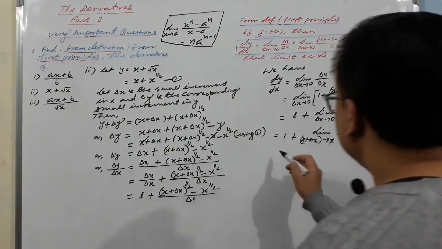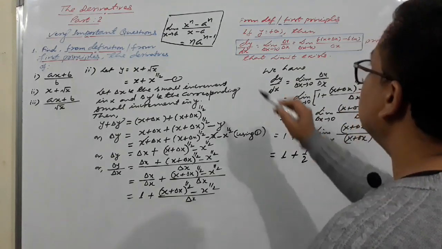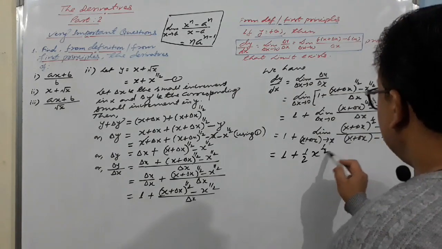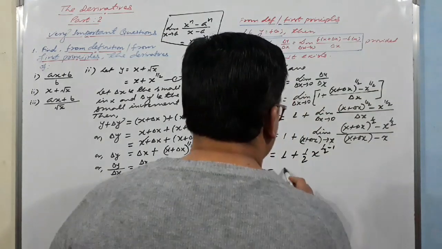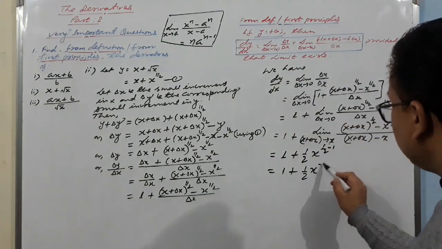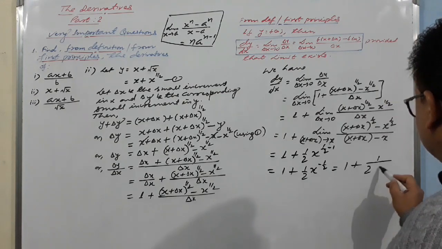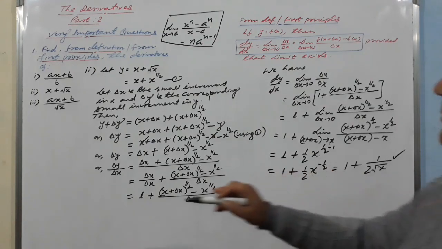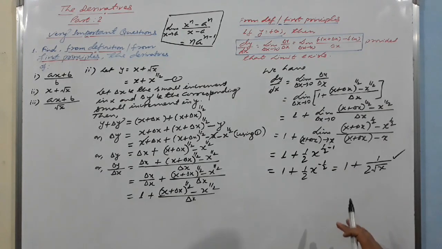Now we can use the formula: 1 by 2 times x raised to 1 by 2 minus 1, so second term is taken. 1 plus 1 by 2 x raised to power minus 1 by 2. You may write down 1 plus 1 upon 2 root x. I think you understood it. So this is the derivative of this function by using first principles. So I think you have no problem.